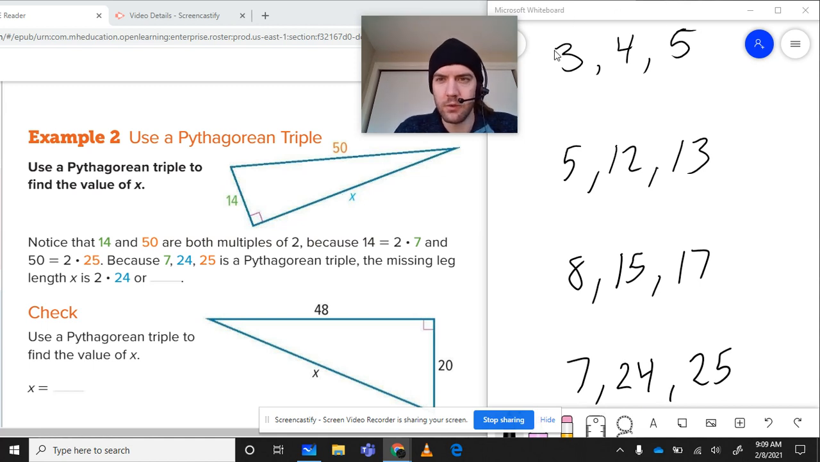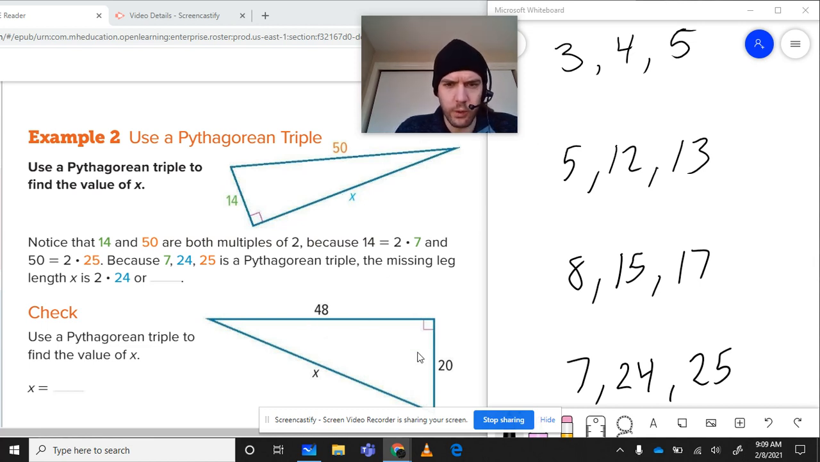So remember that with these Pythagorean triples, you can use these numbers themselves, or you can increase the numbers by some multiple. So if we want to do 3, 4, 5, we could. We could also do 6, 8, 10. We could do 9, 12, 15. You could skip all the way to 30, 40, 50. Okay, so we can do those kinds of multiples.